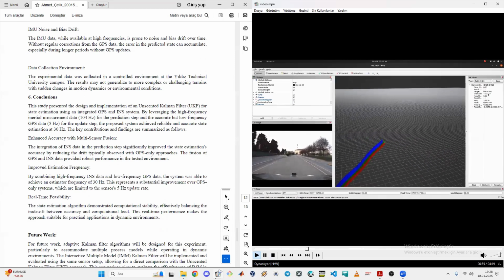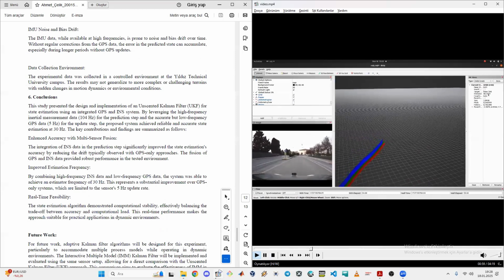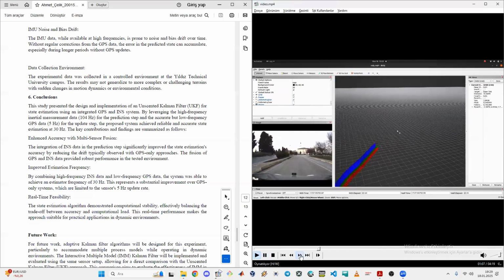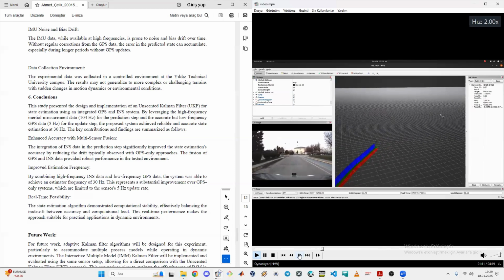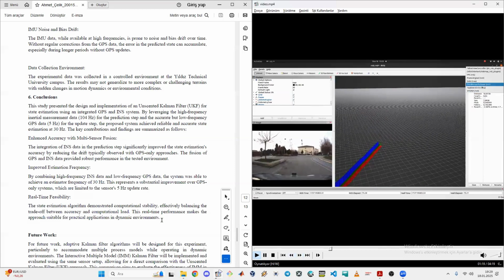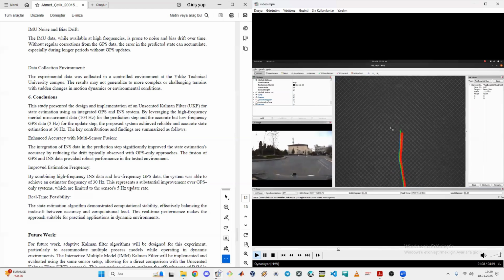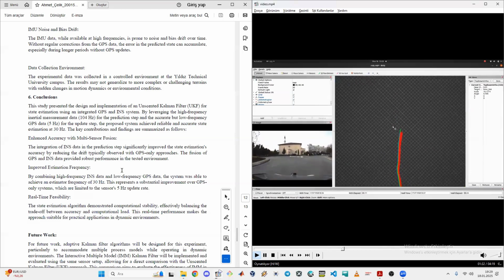Thirdly, controlled data collection environment. The data used in this experiment was gathered in a controlled setting at the Yıldız Technical University campus. The findings may not fully apply to more challenging or dynamic terrains where abrupt motion changes or varying environmental conditions could impact the system's performance.